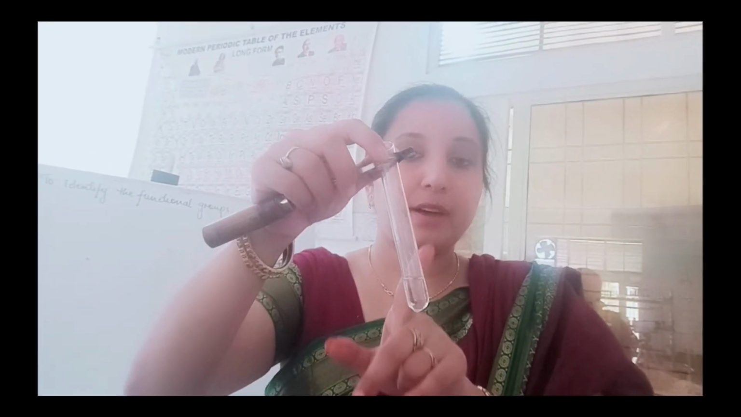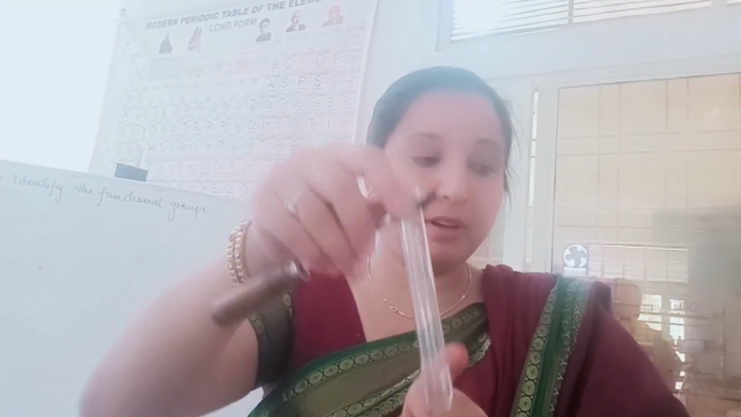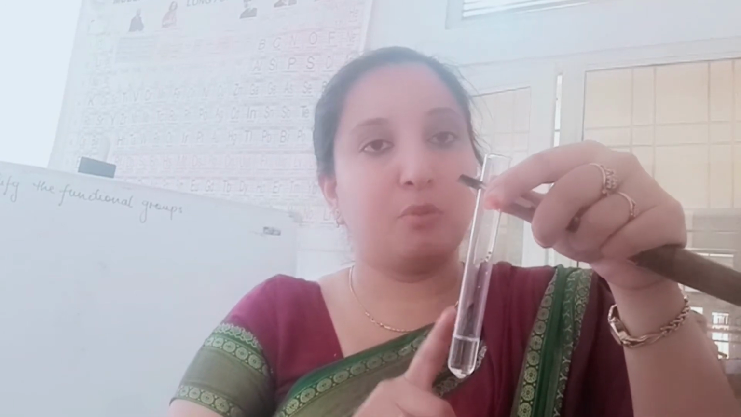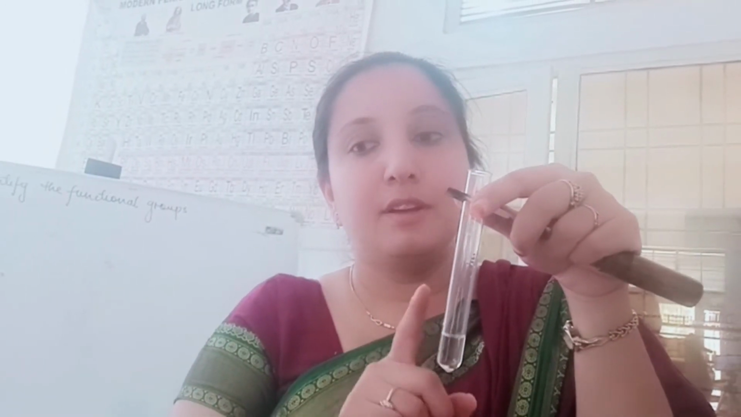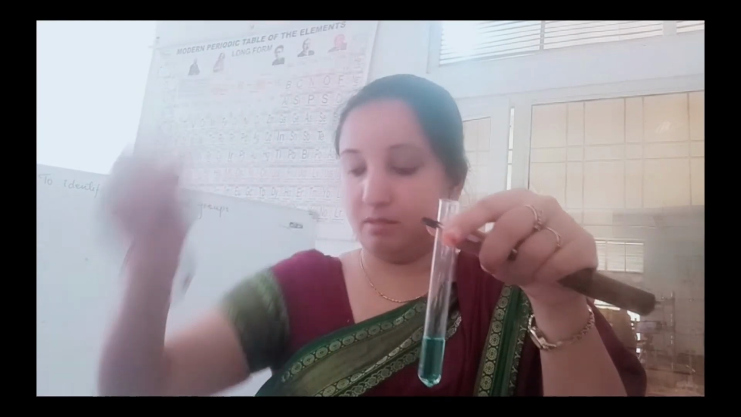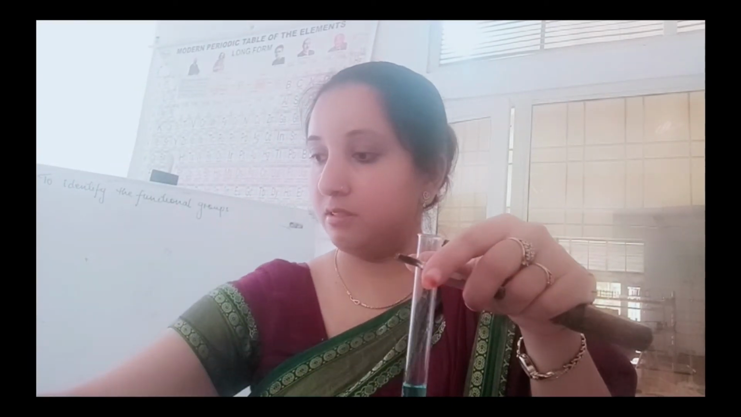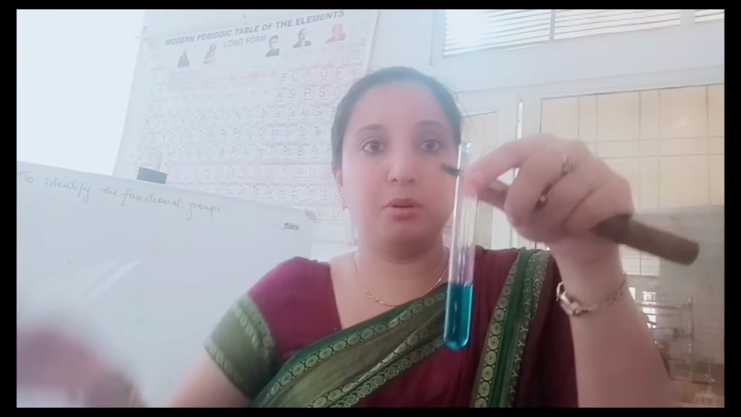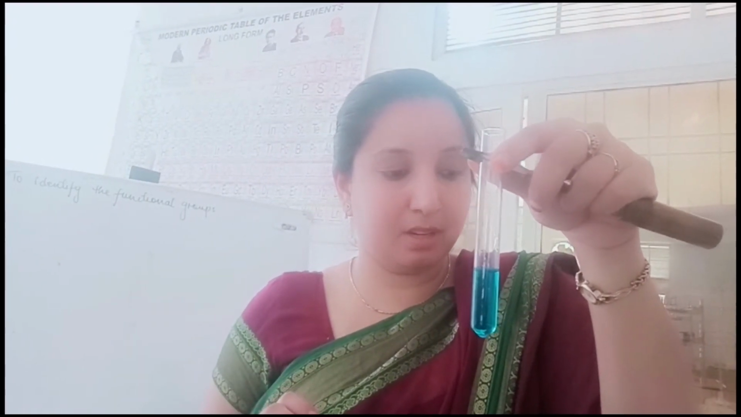Now over here, what I have done, I have taken a sample. This test is particularly called the Fehling's solution test. Now in this test tube with a sample, I am going to add Fehling's solution A and B. Now look, the color over here is blue.